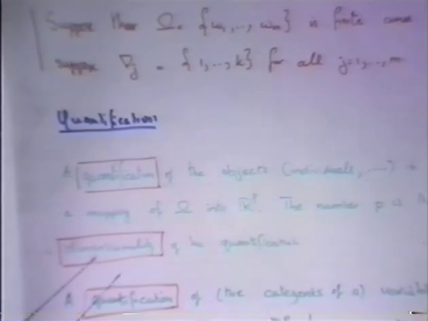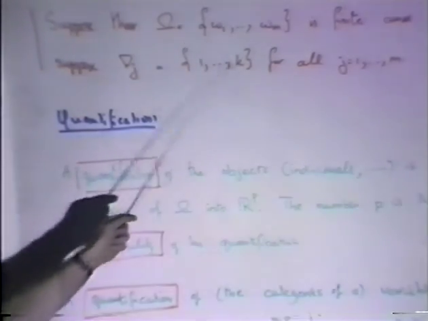You have to code them anyway if you want to feed them into the computer. So we choose this particular coding, 1 to k.